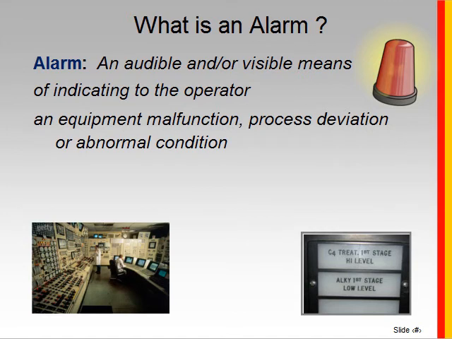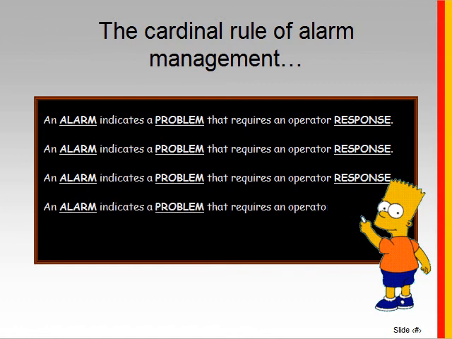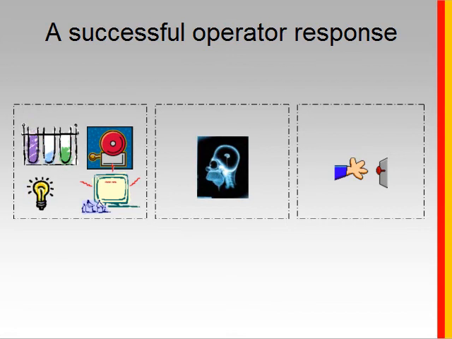It's to indicate an equipment malfunction, process deviation, or abnormal condition. So it needs to indicate that something is wrong, and also that it requires a response. And this idea that it requires a response is really one of the most important elements of alarm management. We'll call it the cardinal rule of alarm management. The corollary to it is that if you have an alarm and you can't define what the operator's response is or what they should do, then that point should not be an alarm. So now let's look at a little bit more of what I mean by response and what constitutes a successful operator response.